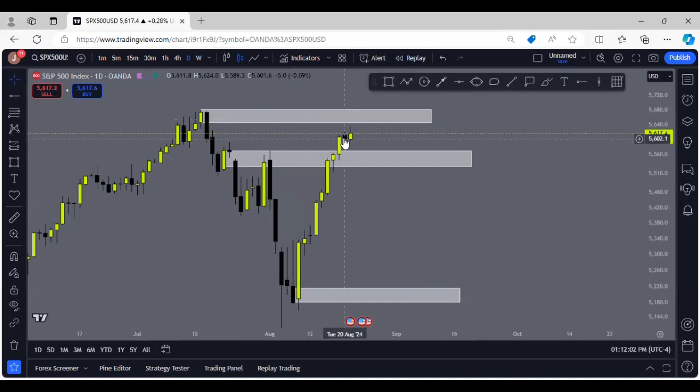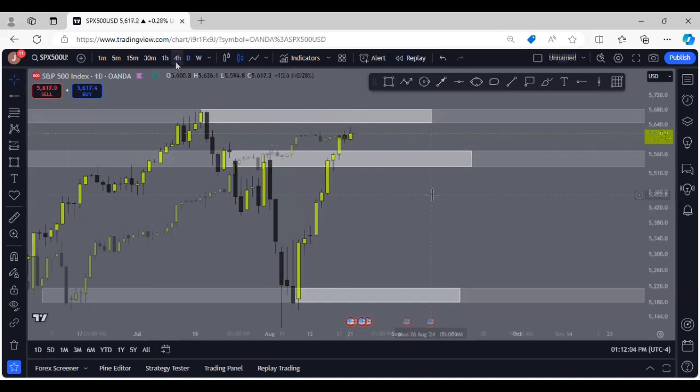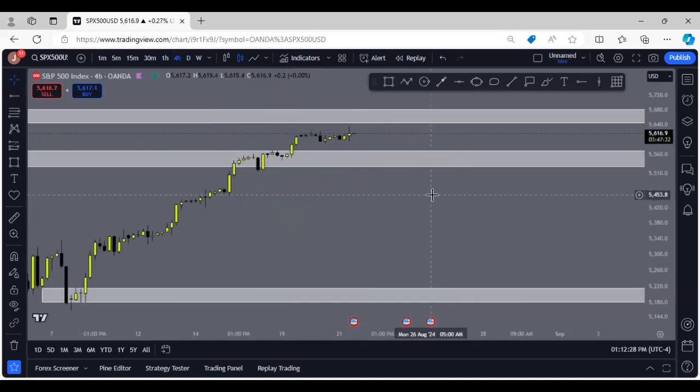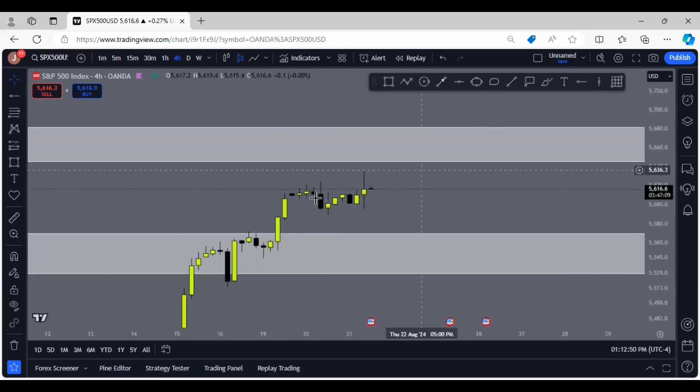So this is on a daily, right? These are our daily zones. If you want to take a trade off your 4 hour time frame, you will have to wait until price taps into these zones. You never want to take your trades here in the middle. The main reason why is because let's just say you say, okay, it's buying, but let me get in here.